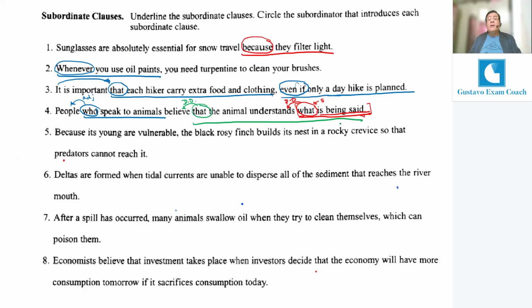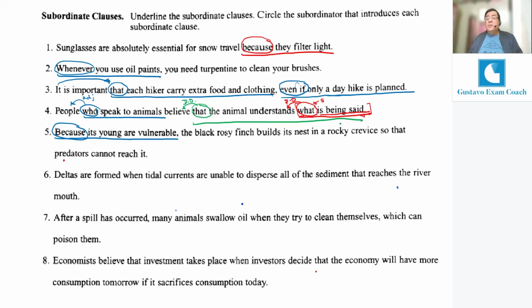Because its young are vulnerable, the black rosy finch builds its nest in a rocky crevice so that predators cannot reach it. Very long sentence indeed. Okay, we have here one subordinate clause, because its young are vulnerable. Yeah, we can see its young is the subject, are is the conjugated verb, because is the subordinator. Then we have an independent clause, the black rosy finch builds. Yes, that is the independent clause.